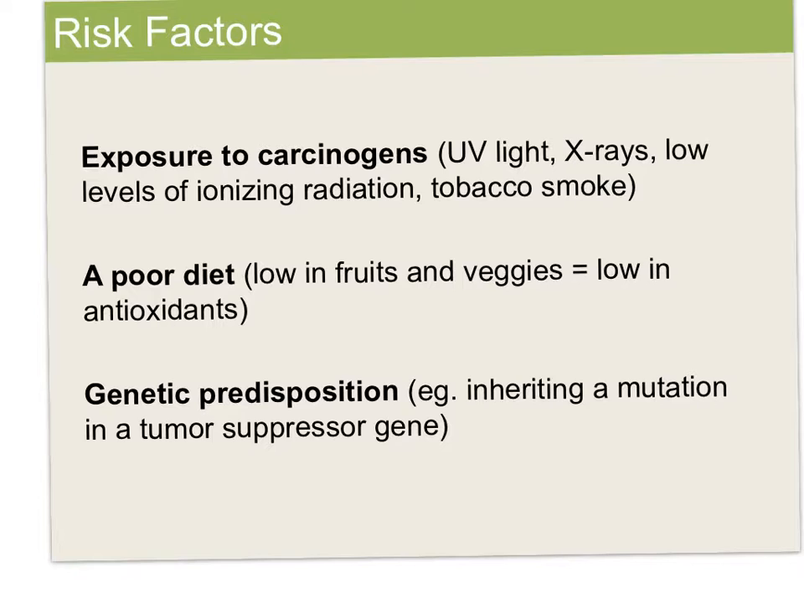Now, so the risk factors, there's a number of risk factors. First of all, exposure to carcinogens that you can not be exposed to, besides tobacco smoke or any other smoke. UV radiation, low levels of ionizing radiation. It turns out that if you fly in an airplane at 35,000 feet, you're actually getting exposed to a lot more gamma rays than you normally would.